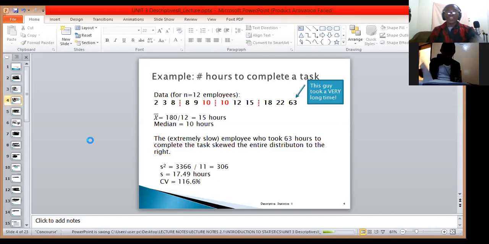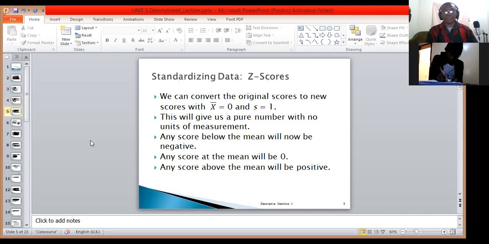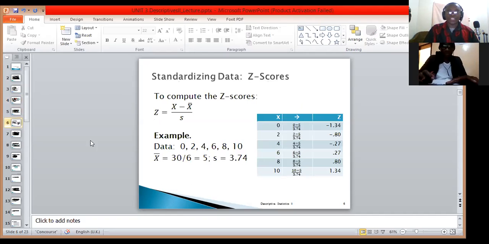So that's how we can use this data to calculate. We can find the mean, the median, the variance, the standard deviation, and the coefficient of variation. So this marks the end of this part. We can now go to what is called standardizing data, the Z-score. All we need to do is learn how to compute Z-scores from the distribution that we are given in the data.